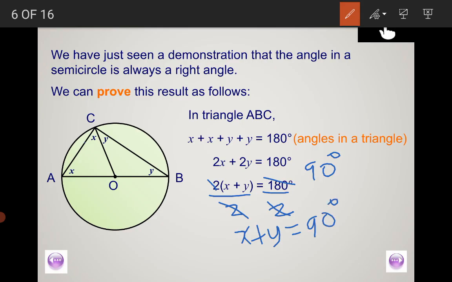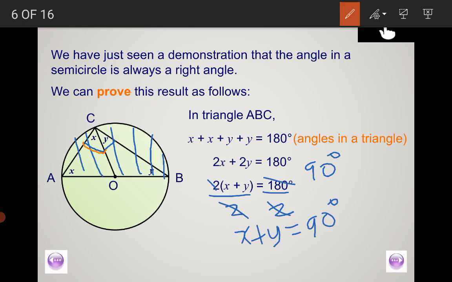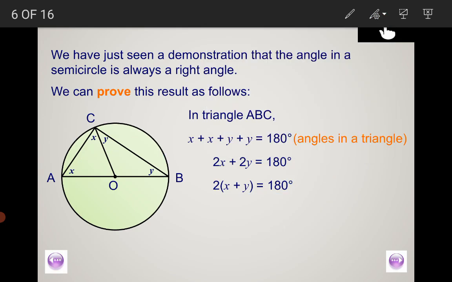But now, if you look at this, x plus y is that angle there. So what do you notice about that angle? This angle is an angle in a semicircle. So a semicircle, remember, is half of a circle. If you consider this top part here, this is actually a semicircle. So we are saying the angle formed at the circumference in a semicircle is 90 degrees. All right, I hope we're okay on that.